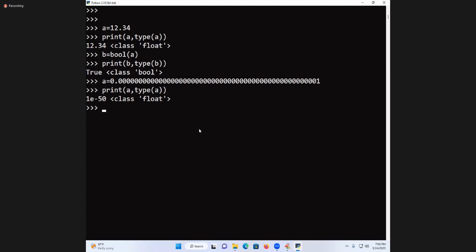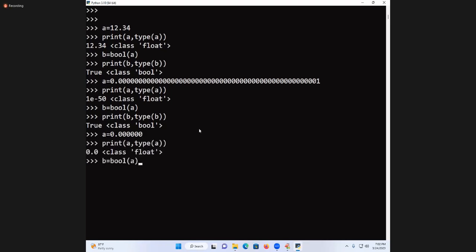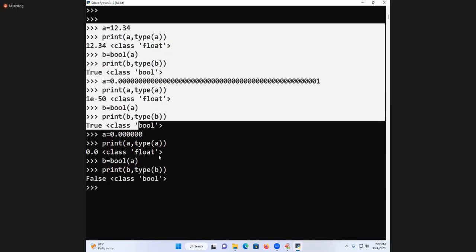Non-zero value is what? True. Like that, scientific value will come. Of course, it is not 0. You have to say scientific value will come. It is non-zero. Non-zero is called true. A is equal to 0.000, like this. Print of A. It is 0.0 only. B is what? False. Did you understand?